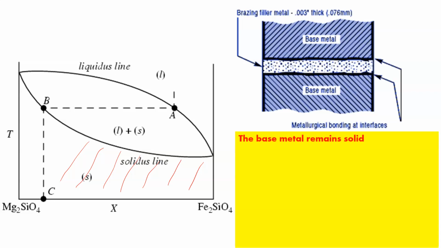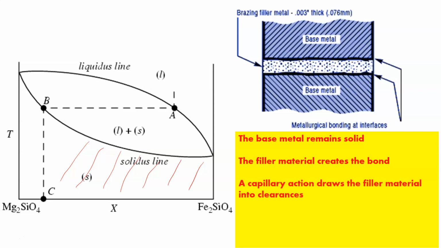So I'll give you some summary here. The base metal, again, remains totally solid. The filler material is where you're getting your bond. There's a capillary action that draws the filler material into the clearances. It's a much lower temperature process. As you can see, if it's in the solid state, it stays much lower temperature than the other two. And surface treatment is crucial to bonding.